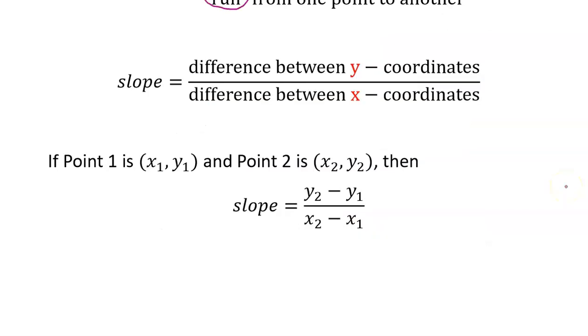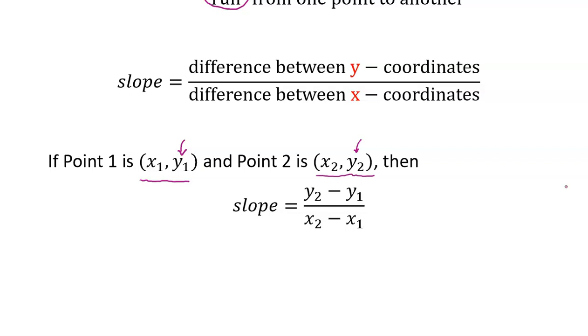Here on the screen is the mathematical formula to calculate the number for slope when you have ordered pairs. If point 1 is this ordered pair, and point 2 is this ordered pair, then the difference of the y-coordinates is to take the value of y2 and subtract the value of y1. That means take the second number from this parentheses and subtract the second number from the first parentheses.